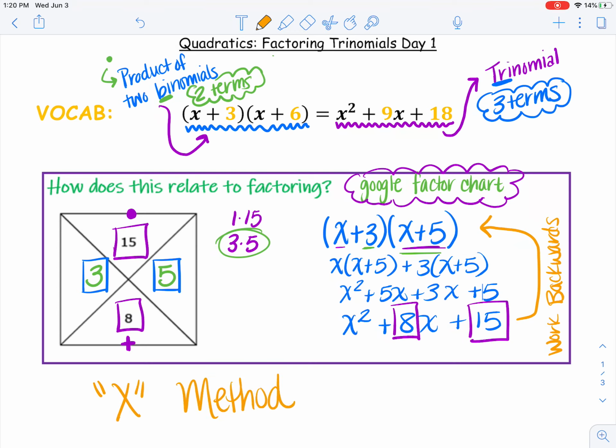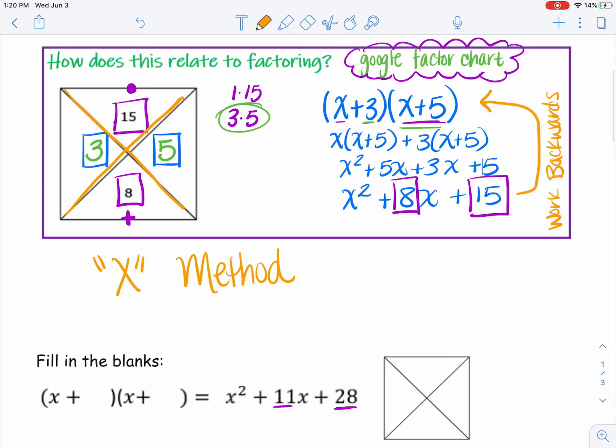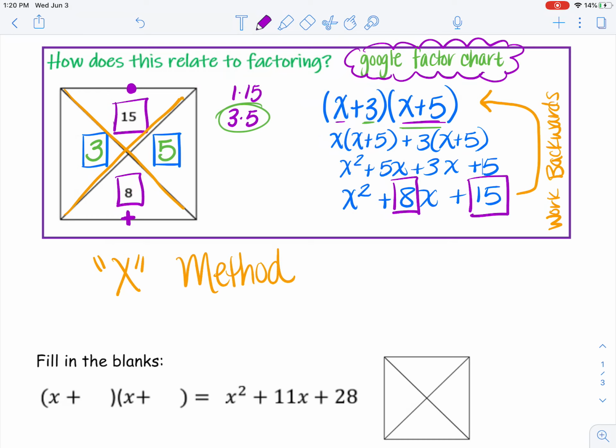And the whole reason it's called the X method is because of this lovely little X that we have right here. Because this is a nice little tool to help us locate the numbers that we need in order to factor. Okay. All right, so let's continue on and let's look at an example here. So I've given you this blank number puzzle here. I will not give that to you on every problem, but for now, I'm giving it to you.